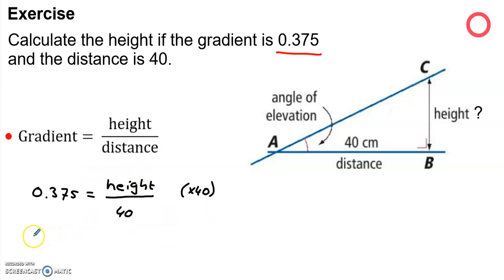When I do this, I will get 0.375 times 40 is equal to height. Because times 40 divided by 40, those two are opposites. So the divide by 40 is removed now. So the only thing that's left to do is to calculate these numbers. And then when you calculate this, you will find that height is 15. And this is in centimeters, so this must be also centimeters. Do not forget the unit.